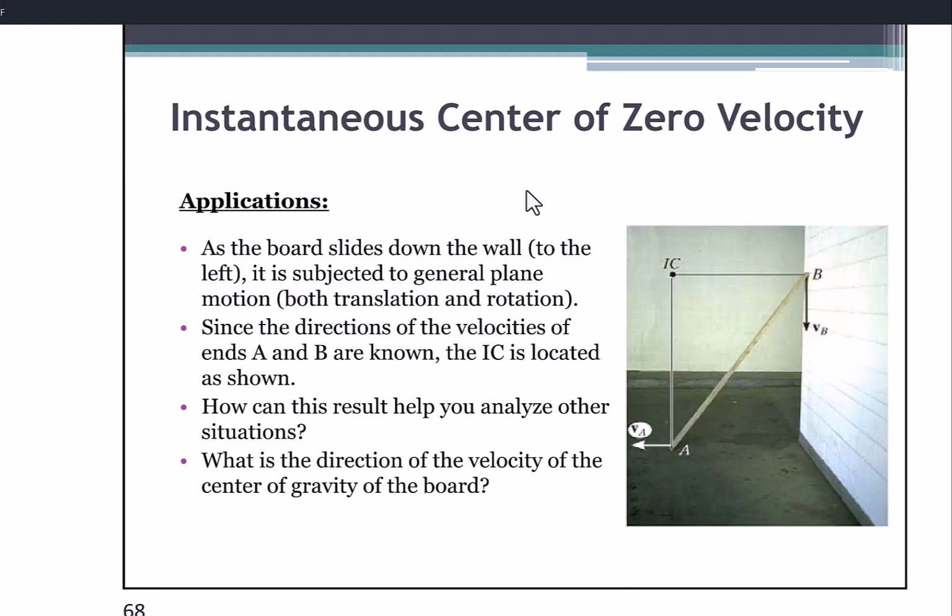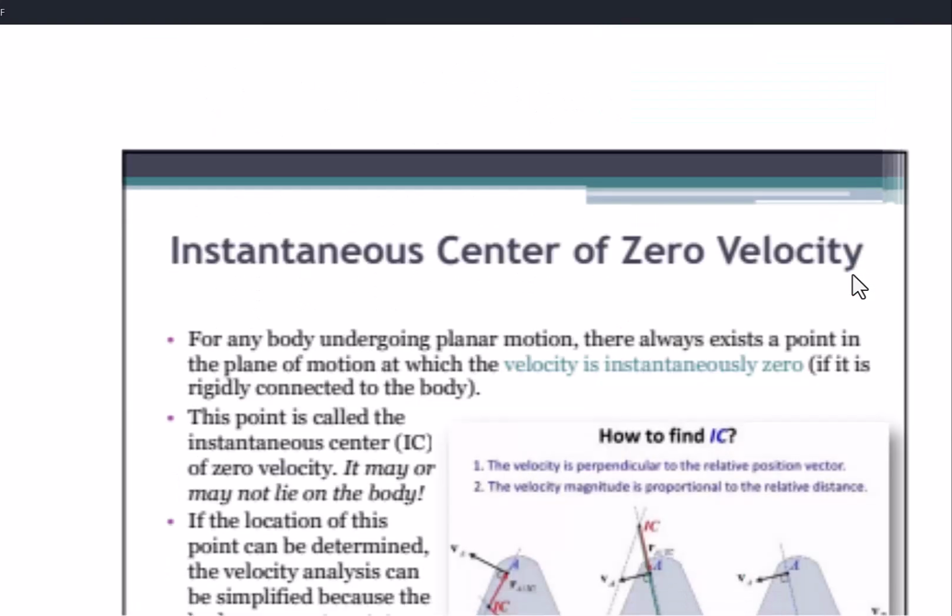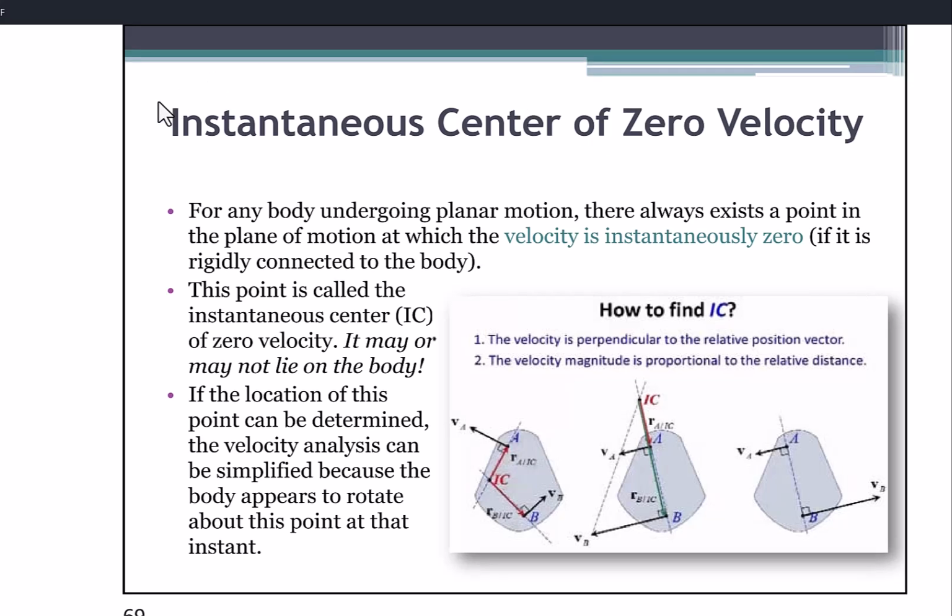What about the application? Well, a sliding board or sliding ladder down a wall can be used to demonstrate this. This moves down and this moves to the left. So you have ways to analyze these motions. We can use this to analyze motion in other similar situations, and we'll look at the motion of the center of gravity of this thing. So it has to do with the resultant of these two points. For example, let's analyze this in detail.